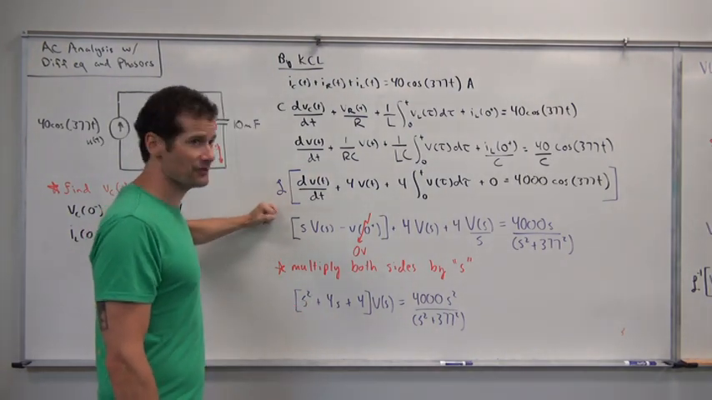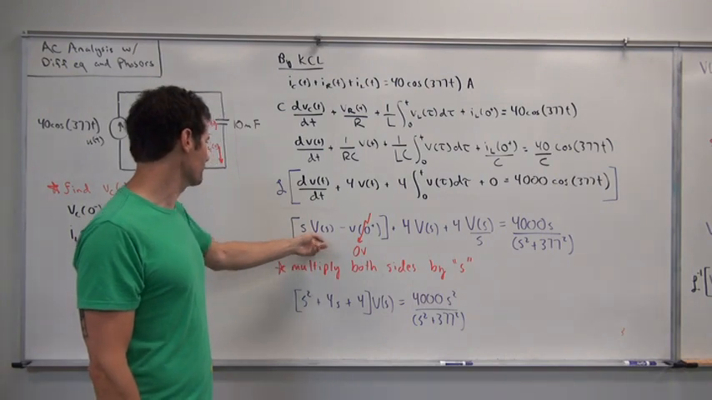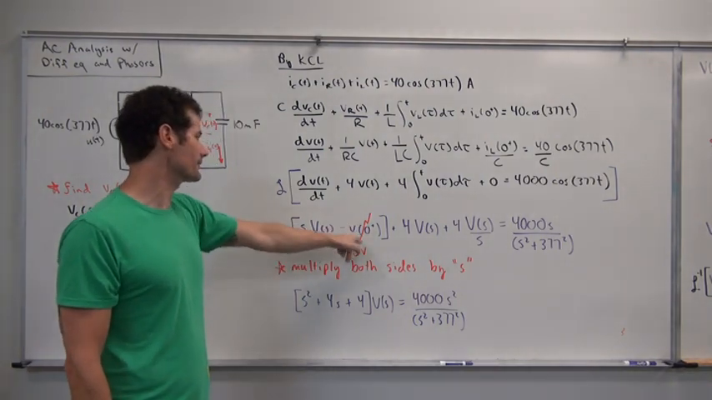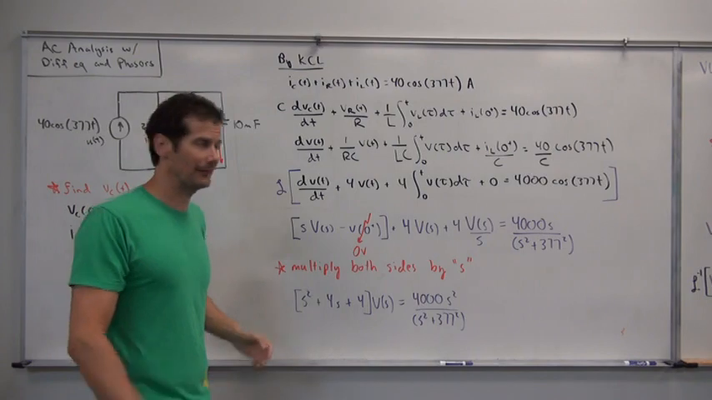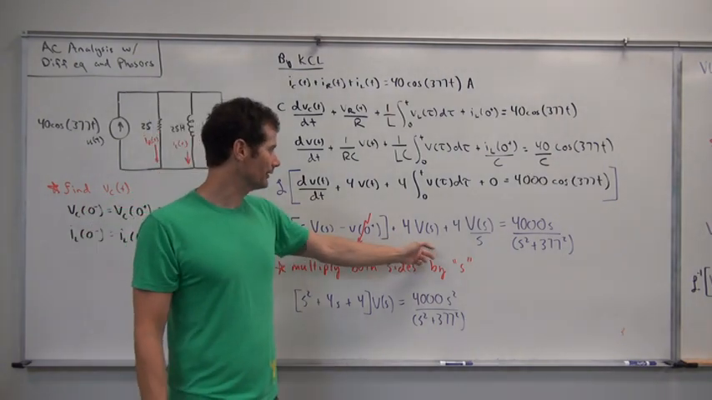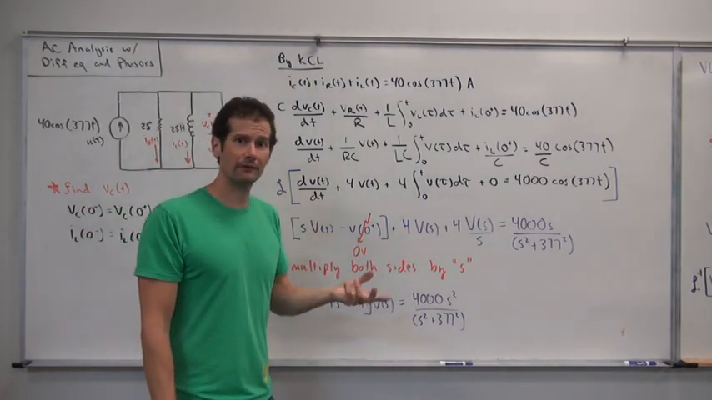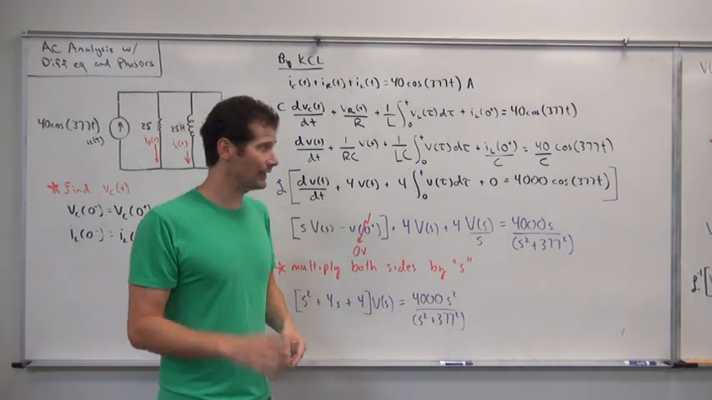So if we take the Laplace transform, we get s V of s minus V of 0 plus, remember that's 0 volts, doesn't matter for us, plus 4 V of s plus 4 V of s divided by s, remember that.